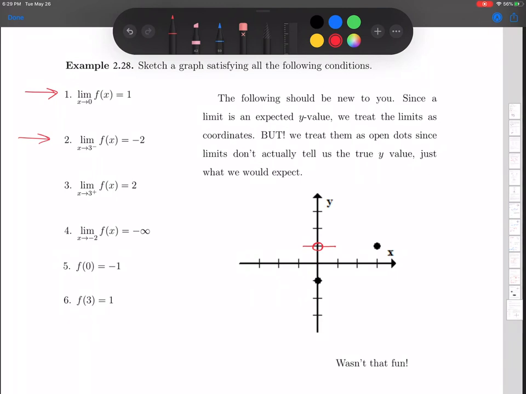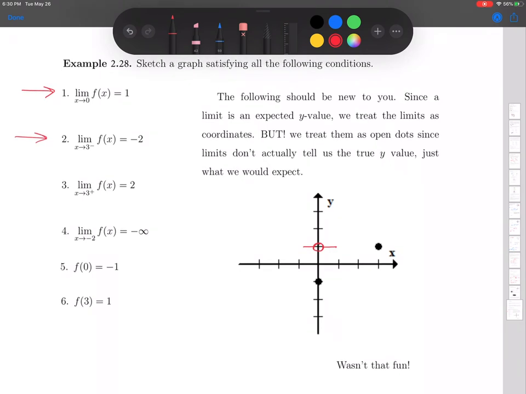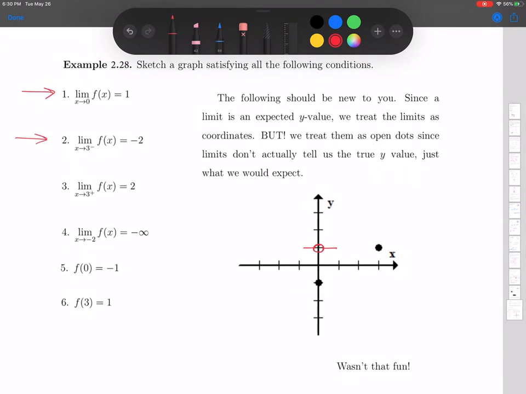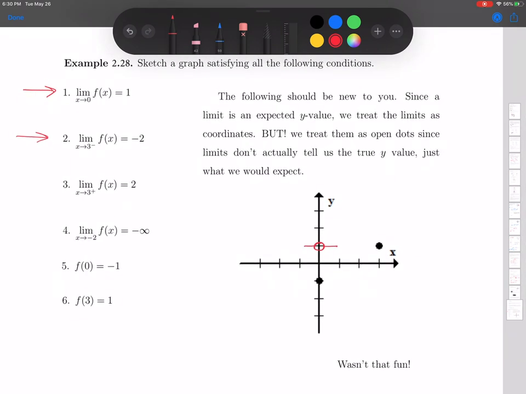So 2 says the limit of f of x as x approaches 3 from the left is equal to negative 2. So if we go to positive 3, and we look at negative 2, we should get some little dot down here, and we should signify that it's supposed to be approaching it from the left. So at 3, negative 2, that's right here. We're going to say this comes in from the left-hand side. And there's its little tail.